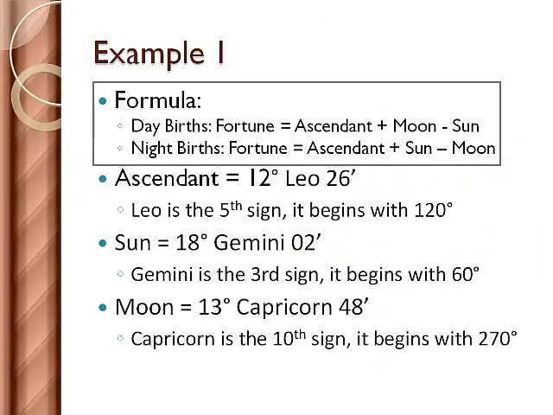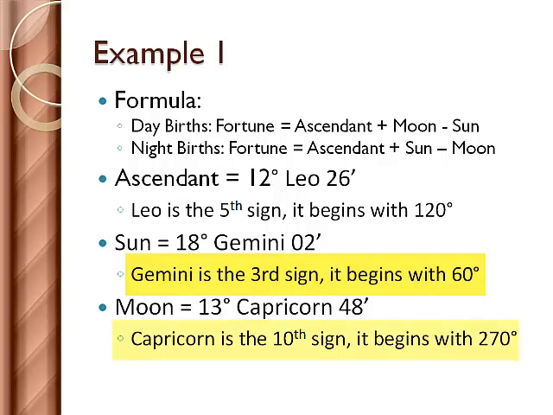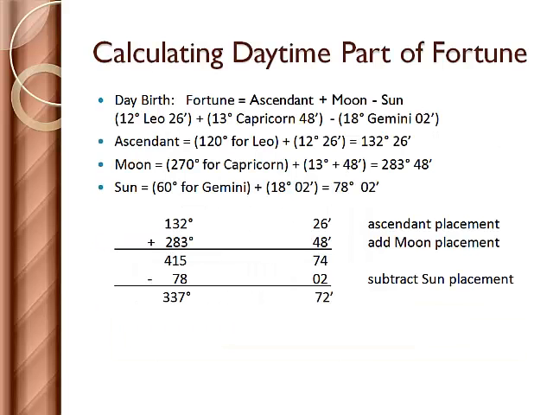So, what we would do is take each of those points and convert them to being degrees in a 360-degree circle. So the ascendant in Leo, we add 120 degrees to the 12. Sun in Gemini, we add 60 degrees to the 18 degrees, and so forth. So now we're ready to do our calculations.